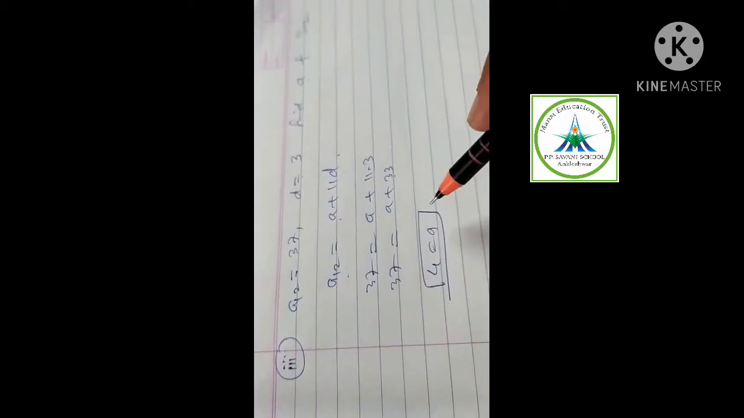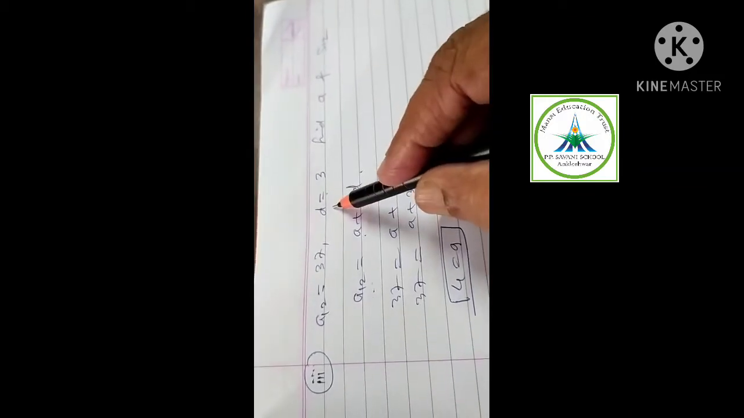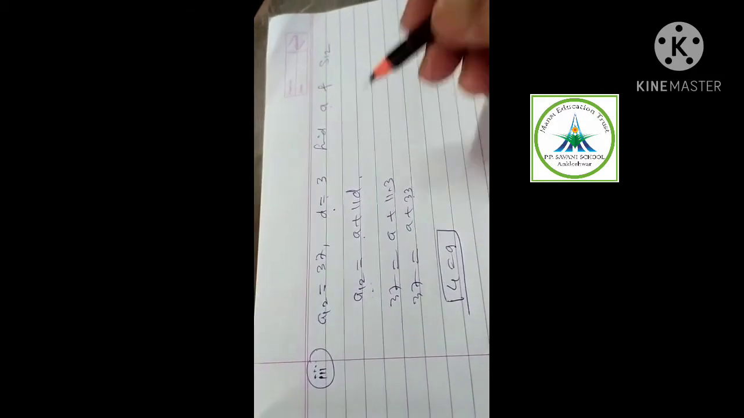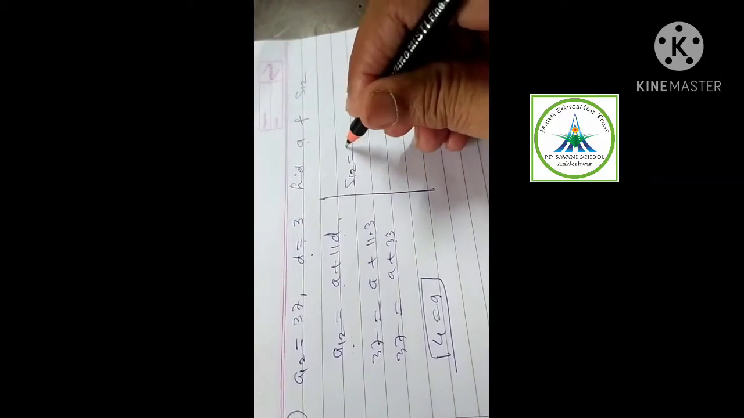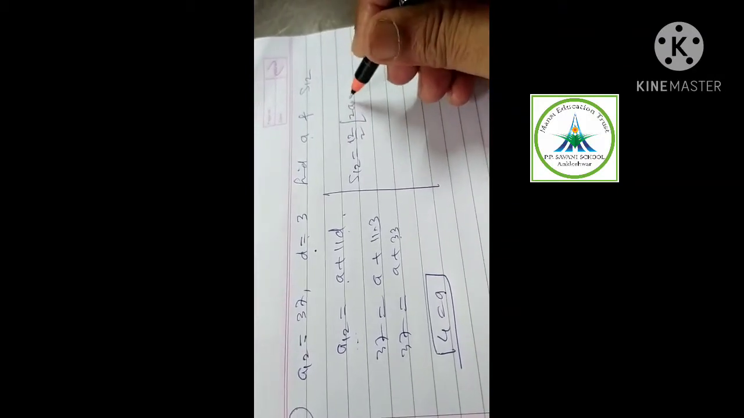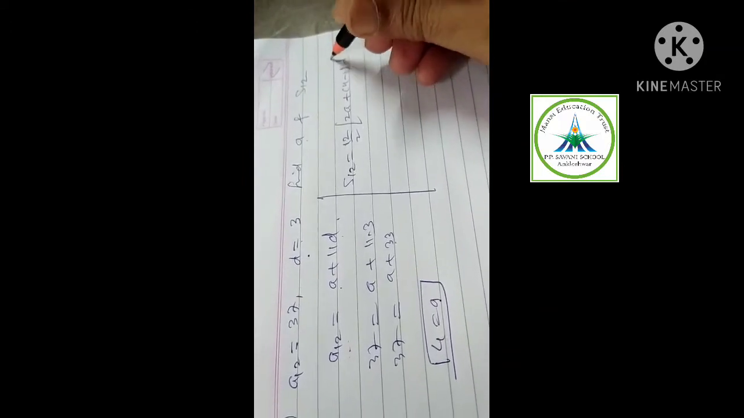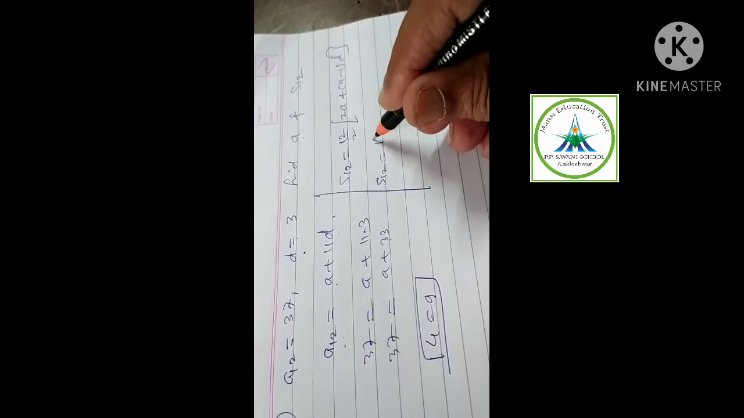If you get A equal to 4, students please see, A is known, D is known, N is known. We can find easily. Therefore S12 equals 12 upon 2. Now we are in class 10th. We can do this very easily. See, S12 equals 6.